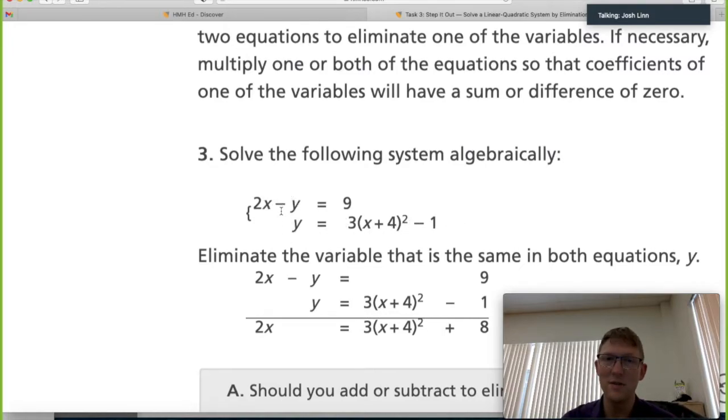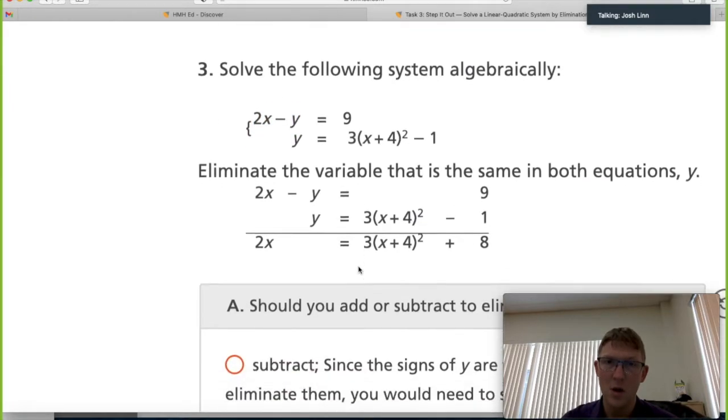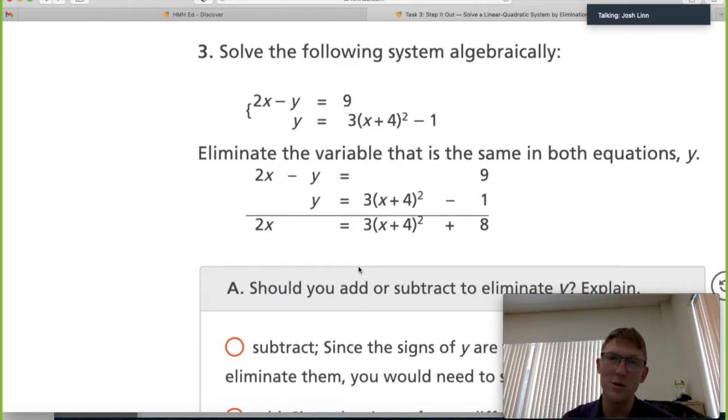So you've got 2x minus y, and you've got y equals all this stuff. Because we've got a negative y and a y, all we have to do is add those equations together. So again, this is like 2.2 or something like that. We're just going to combine like terms if we add both of those things together.